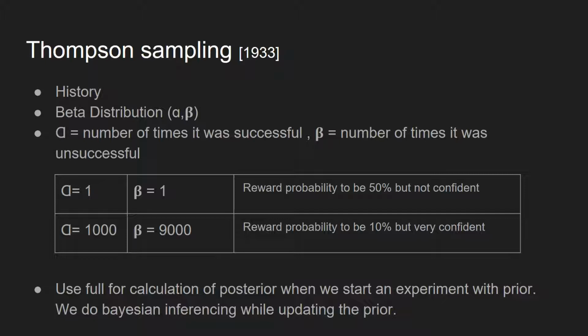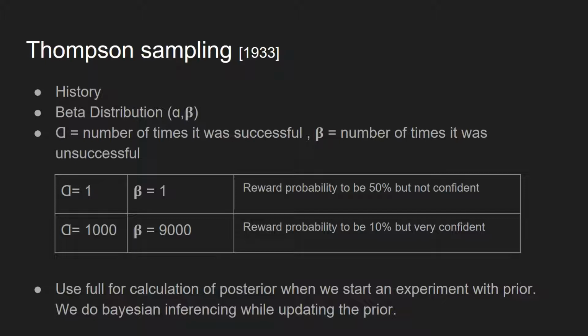And the mean for a beta distribution is calculated by alpha divided by alpha plus beta. So in the first case, the reward probability is going to be 50, but since the values of alpha and beta are very small numerically, the final result of 50 is not going to be as confident as the second example. In the second example, the reward probability is going to be 10, and since the alpha and beta values are larger compared to the previous example, it's going to be more confident.